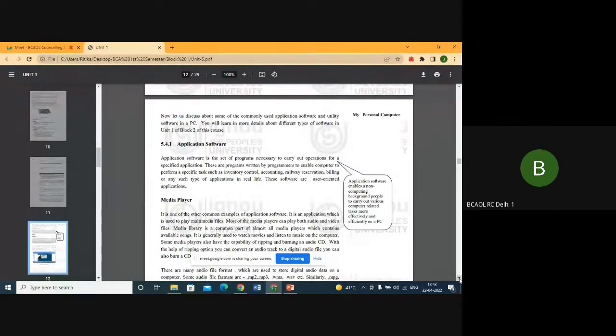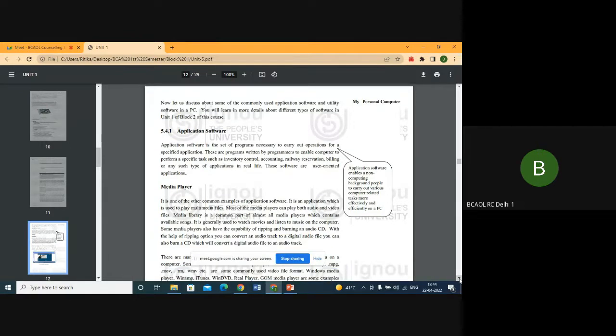Then the second type of software is application software. First is system software, which we talked about, that is the operating system. The second type is application software. Application software are those set of programs which are necessary to carry out operations for specified applications. Like you are using Word for editing documents, PowerPoint for presentations, a browser for accessing the internet, right? Those are your application software for doing some specific application.